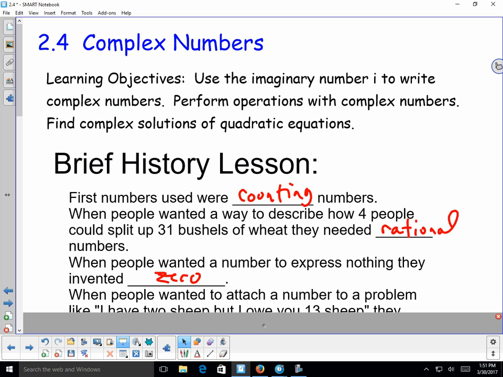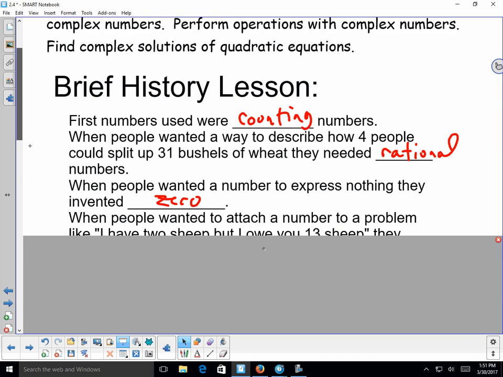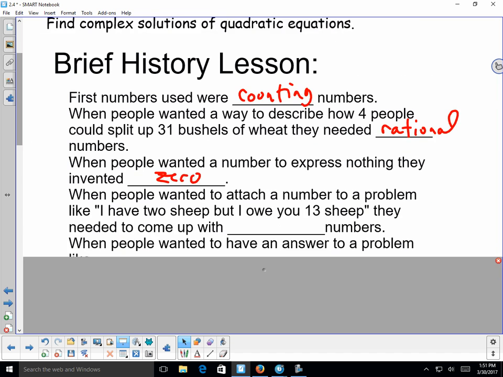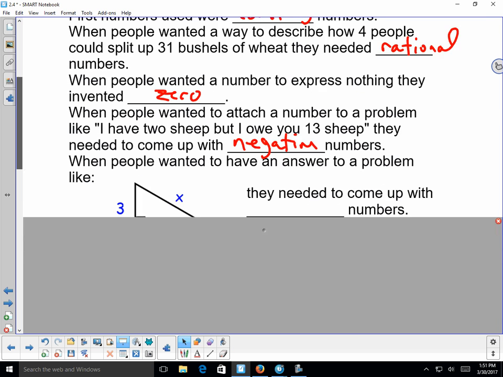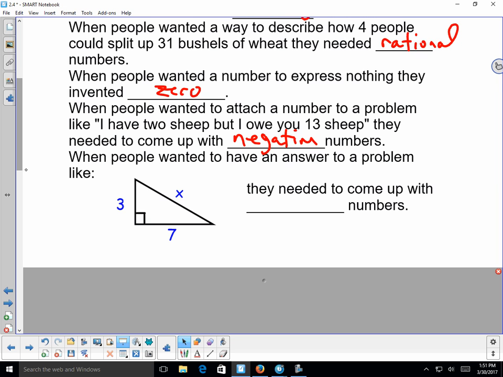That came later. When people wanted to attach a number to a problem like I have 2 sheep, but you owe me 13 sheep, they needed to come up with what kind of numbers? Negatives. Yes, this is a true history lesson. When people wanted to have an answer to a problem like this, they had to come up with what kind of number? Irrational. Thank you, Joe.